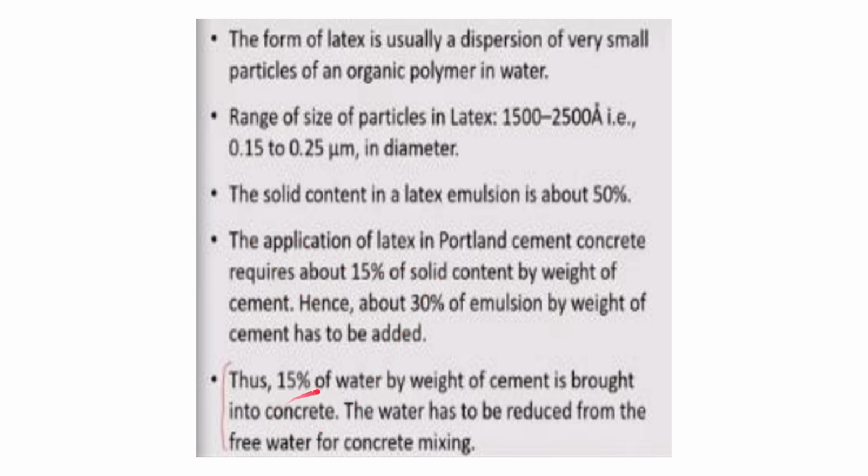Thus 15% of water by weight of cement is brought into concrete, that is 15 plus 15 equals 30. So this is the emulsion that is made, and therefore the water has to be reduced from the free water for concrete mixing, because this 15% of free water is taken during the application of latex along with this 15%, totaling 30.